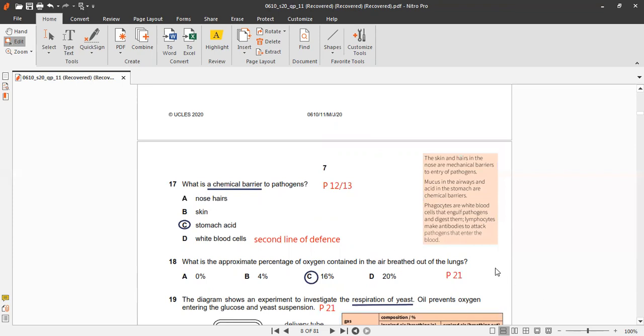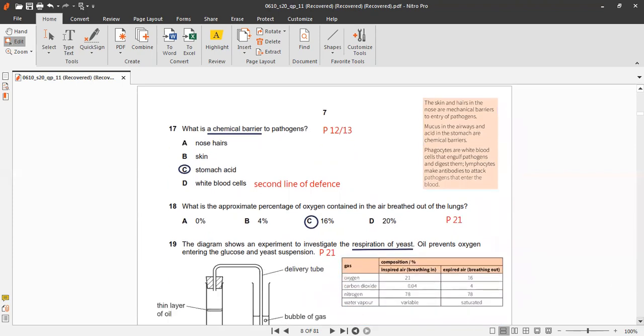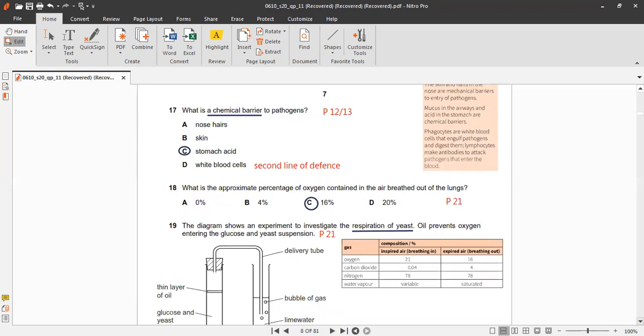But what about white blood cells? They are the second line of defense, not the first line. The first line includes nose hairs, skin and stomach acid, but nose hairs and skin are mechanical barriers, while stomach acid and mucus are chemical barriers.